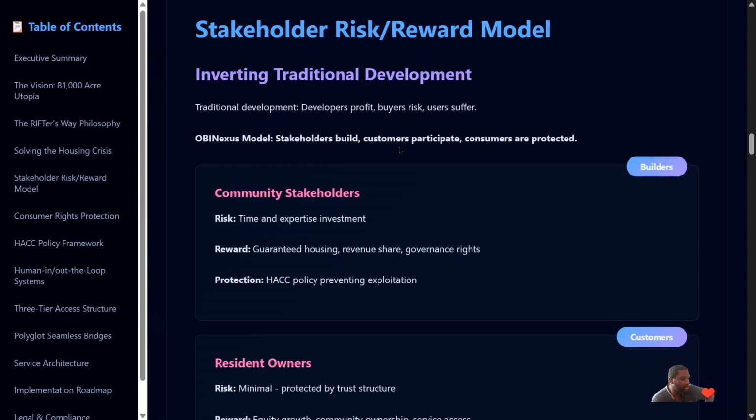Stakeholders build, customers participate, customers have preference, because they're meant to deliver to the consumers. So we're delivering to consumers. The risk community stakes time and expertise, environment, guaranteed hours and revenue shares, governance rights. Human advocacy. HACK is a policy. HACK stands for human advocacy compliance cycle.